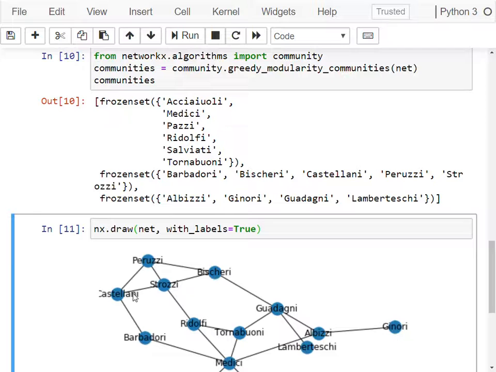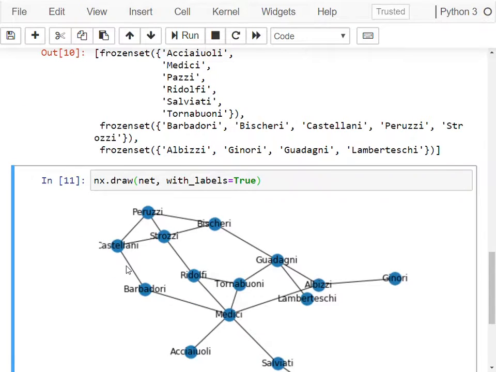Community detection is an example of a clustering algorithm. Here we've got a bunch of groups, a bunch of clusters that were created without us providing any extra information apart from the network structure itself. We're going to look at further examples of using community detection in order to understand the hidden structure of data in the next exercise.